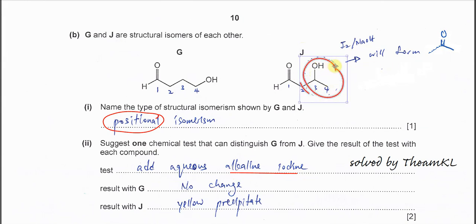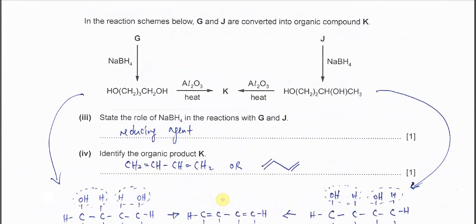Means the iodine in alkaline is a mild oxidizing agent. It will help to remove this hydrogen and this hydrogen from the J, from this methyl ketone. Okay, that's why once the methyl ketone forms, then it will form the yellow precipitate, CHI3, the iodoform. G will be no change. What we see, J will have yellow precipitate.